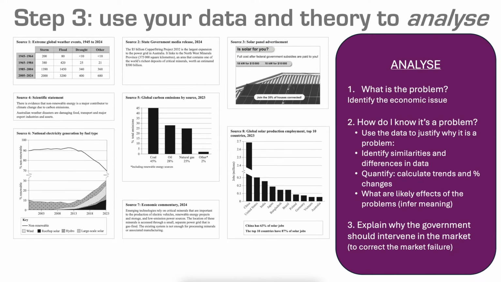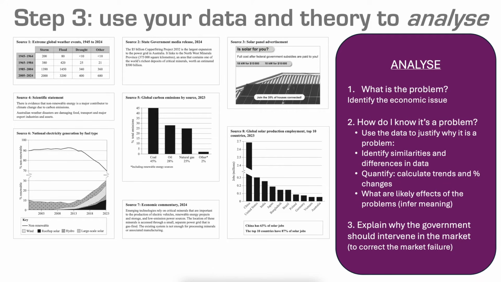Make sure you have a good read through your stimulus material before you start thinking about what the problems are. The second step is to think about how you know it's a problem and how you can use the data to justify why it's a problem. Identify your similarities and differences in data, quantify and calculate trends and percentage changes, and the likely effects of the problems, so infer meaning. So the first step now is to first of all say which data sets link through to identifying and justifying the issues that I see.